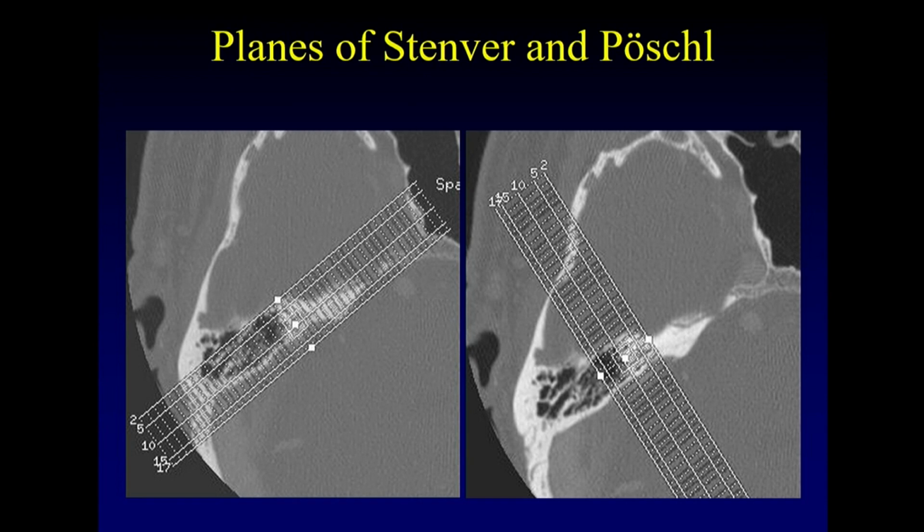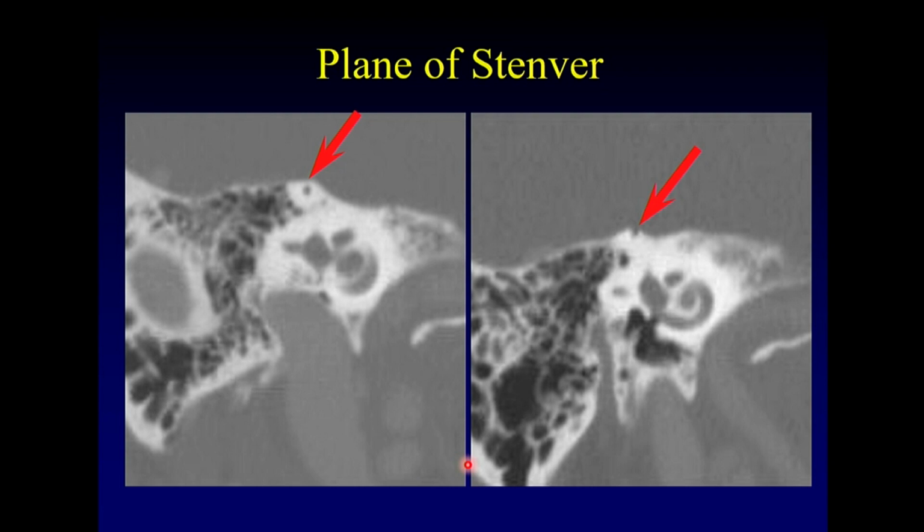So we are going to take reformatted images along the superior semicircular canal and perpendicular to the superior semicircular canal. The ones that are perpendicular are the plane of Stenver, and the ones that are along the superior semicircular canal is the plane of Poschl. So here's what it looks like in the plane of Stenver.